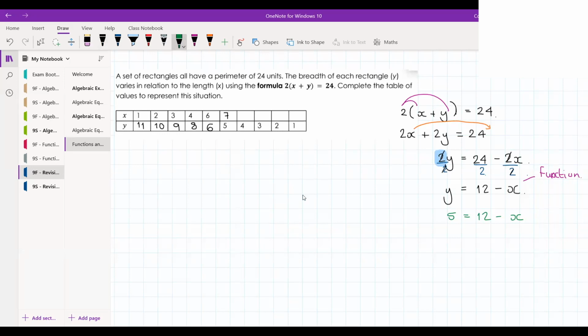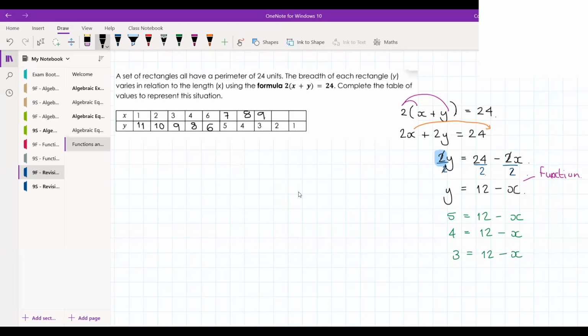Let's try with the next one. They want my y value to be 4. So I'm going to go 4 is equal to 12 minus what? What is x going to be? 12 minus 8. Good. 12 minus 8. Okay. What about 3? What does x need to be in order for this to be true? 3 is equal to 12 minus, what is x? Good. x is 9.